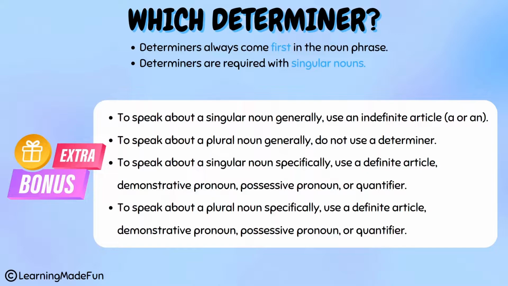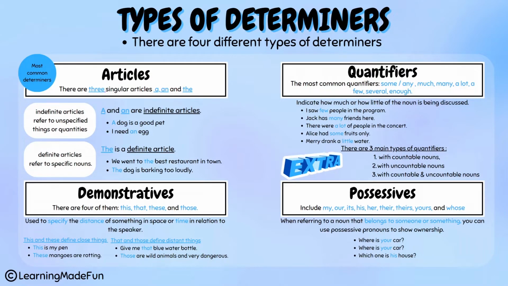Okay. So how do you know which determiner to use? So two important things to always remember: determiners always come first in the noun phrase. So they always come first before the noun and the adjective. Determiners are required with singular nouns. So if you have a singular noun and you want to refer to it, then you need a determiner. So to speak about a singular noun generally, use an indefinite article. Remember that the two indefinite articles are a or an. If you don't remember, because this is a lot of information, we don't expect you to memorize it. So when you're doing your homework, you can come back to the lesson.